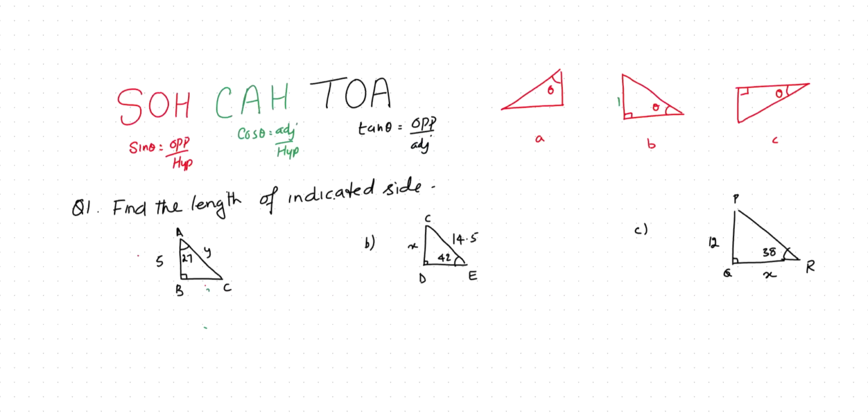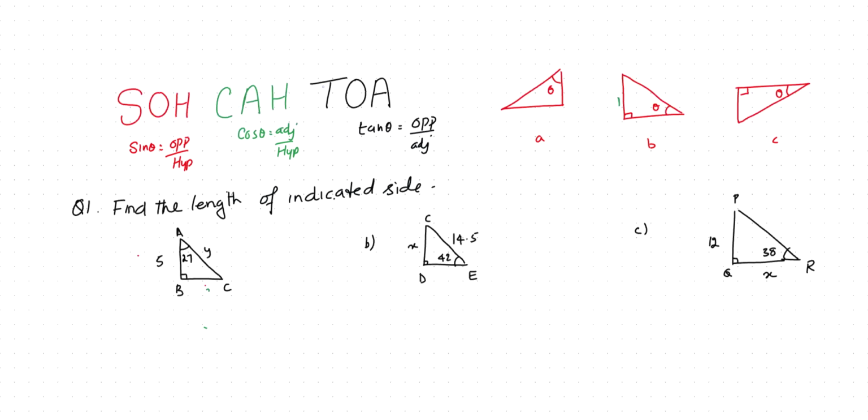In this video, we'll find the length of the indicated side in a right triangle using the primary trigonometric ratios. The primary trigonometric ratios are: sine theta equals opposite upon hypotenuse, cosine theta is adjacent over hypotenuse, and tan theta is opposite over adjacent. To remember these ratios, you can remember SOHCAHTOA. So sine is opposite over hypotenuse, cos is adjacent over hypotenuse, and tan is opposite over adjacent.